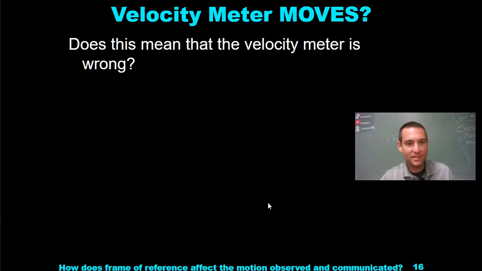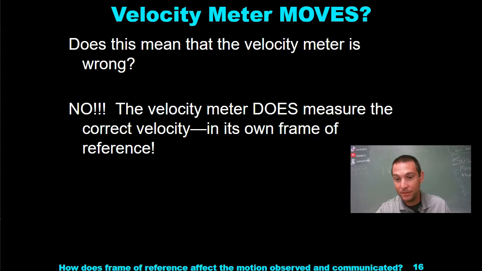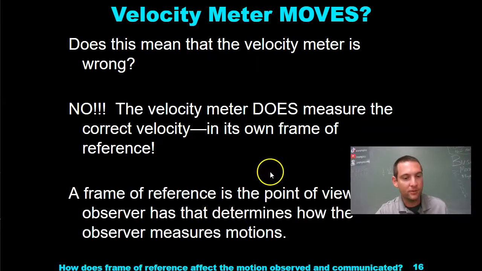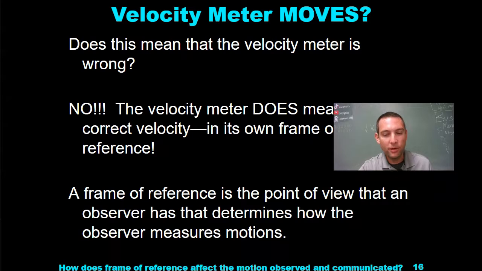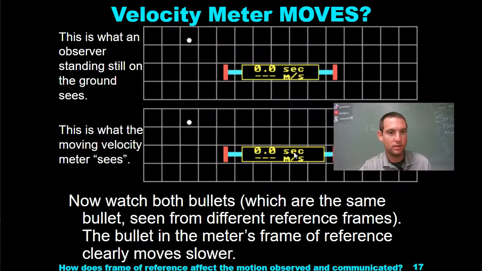Does this mean that the velocity meter is wrong? No, the velocity meter does measure the correct velocity in its own frame of reference. A frame of reference is the point of view that an observer has that determines how the observer measures motion.